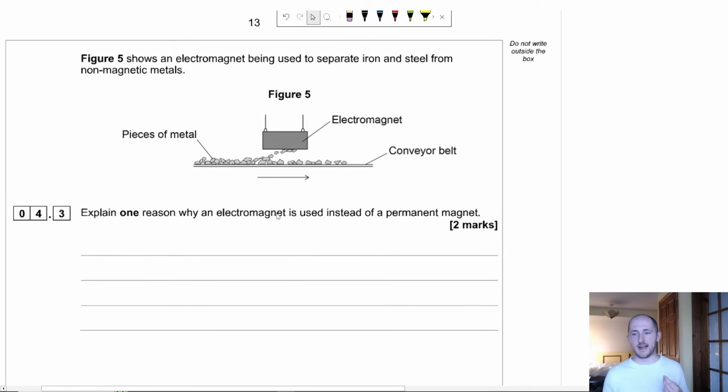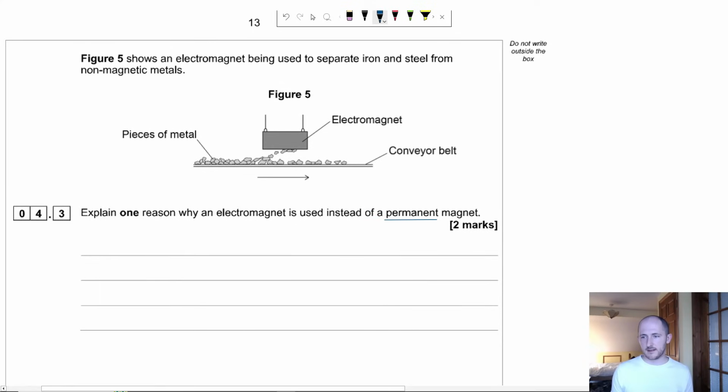Figure 5 shows an electromagnet being used to separate iron and steel from non-magnetic materials. Explain one reason why an electromagnet is used instead of a permanent magnet. Now, electromagnets are one of the most important inventions in recent history. Without them, we wouldn't have things like speakers and microphones, which use electromagnets to produce sound. They literally vibrate a metal plate. That's literally how they work. So, why do we use an electromagnet instead of a permanent magnet? The clue is kind of in the question.